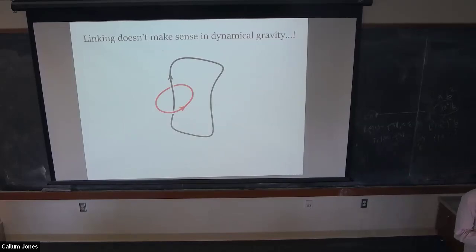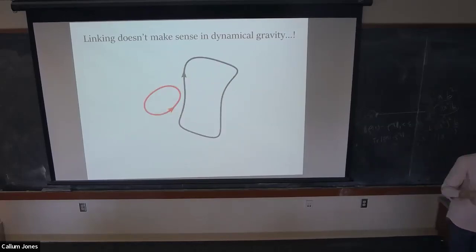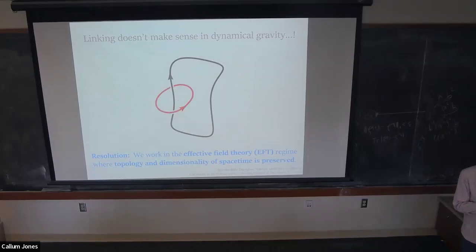And one worry that immediately arises is that linking between these extended objects actually doesn't make sense if the gravity fluctuates and our spacetime radically fluctuates, and due to the topology change, the linking can break and it just doesn't make sense topologically. That's a bit of a stretch. Yeah, it's kind of hand wavy.